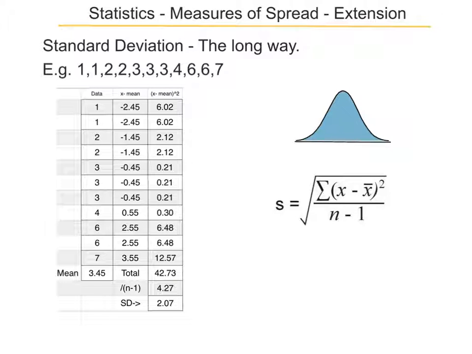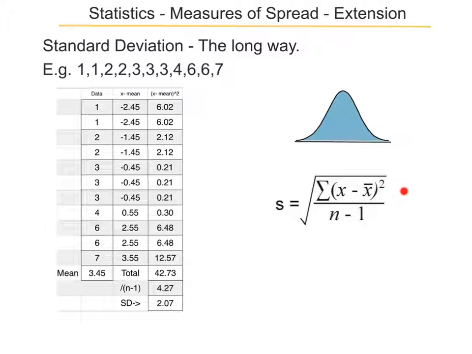The standard deviation is another way of finding out how spread out your data is, another measure of spread. It works on data that has a normal distribution. A normal distribution means that when you draw the graph of it, it has this shape. So let's have a look at how we work it out.